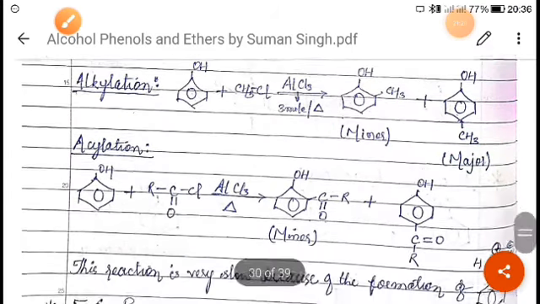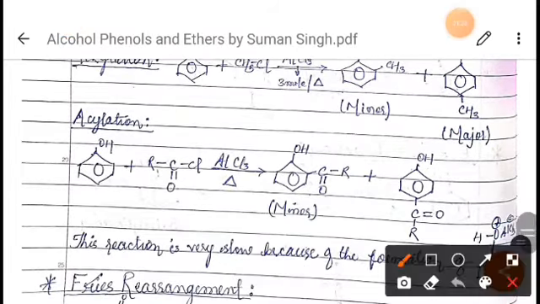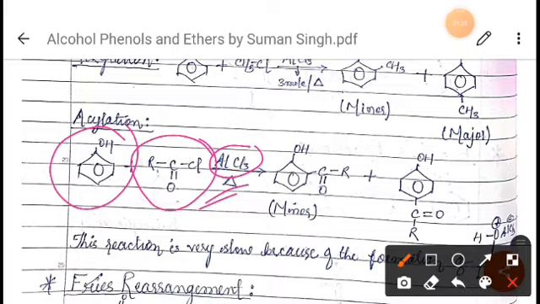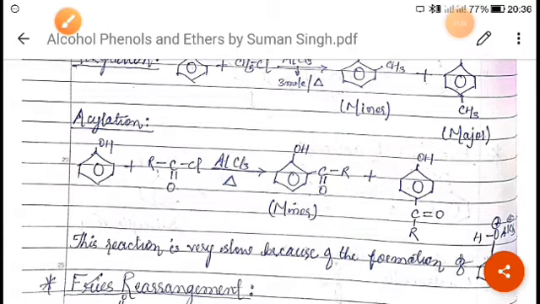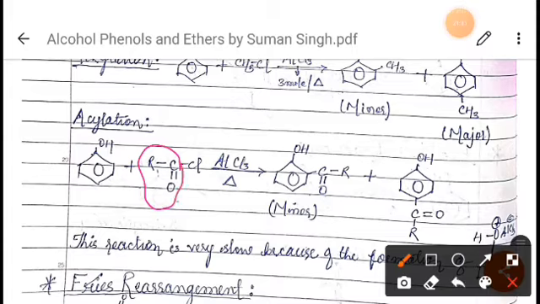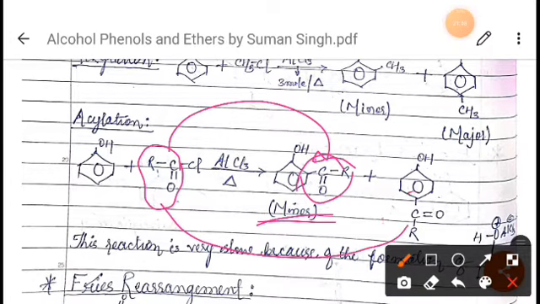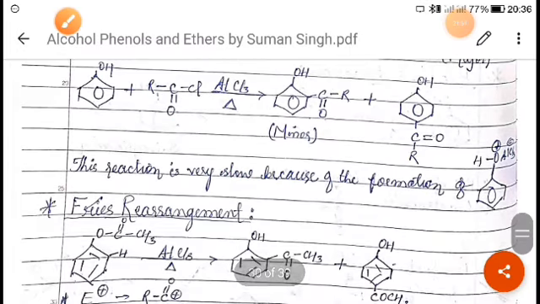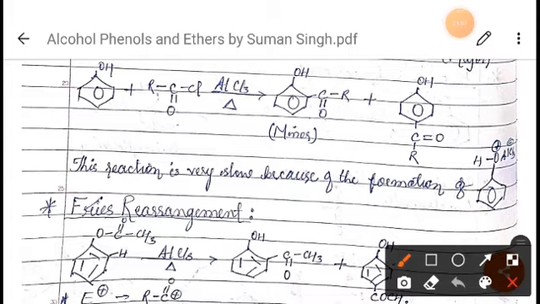Now again, when we talk about acylation, here we are using phenol in the presence of AlCl3. When we are heating this, again the minor product will be the ortho product. If this group is in the ortho position, as you can see here, then it will be a minor product, and if this group is in the para position, it will be a major product. And the reaction is very slow.